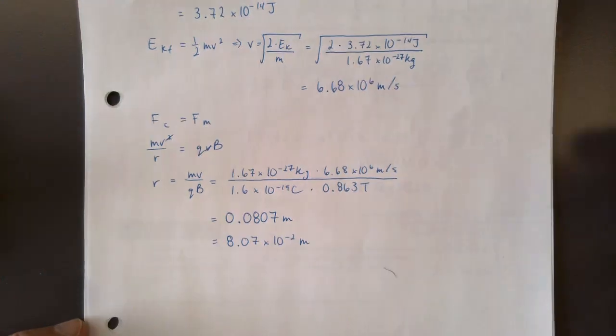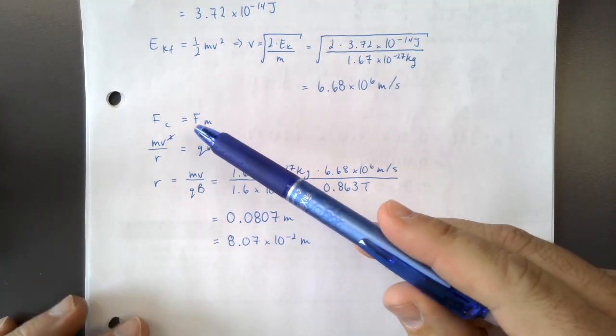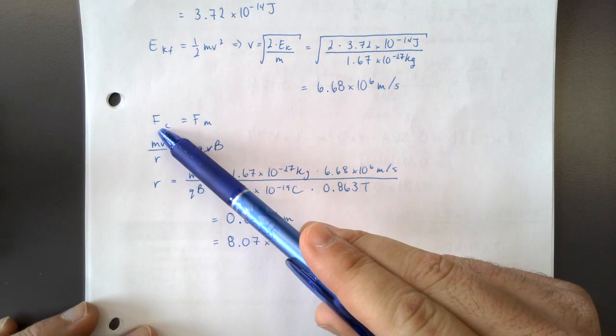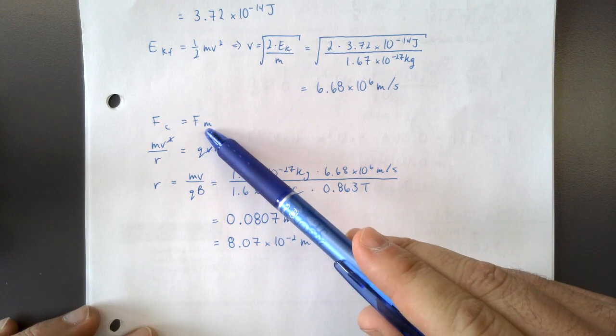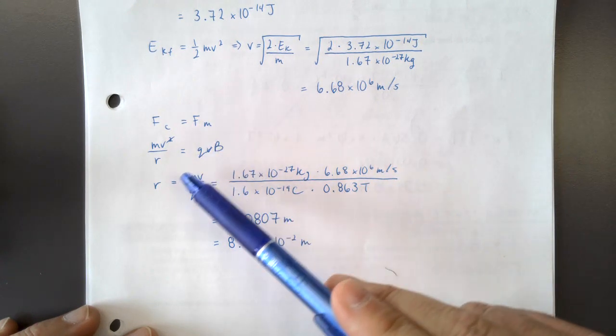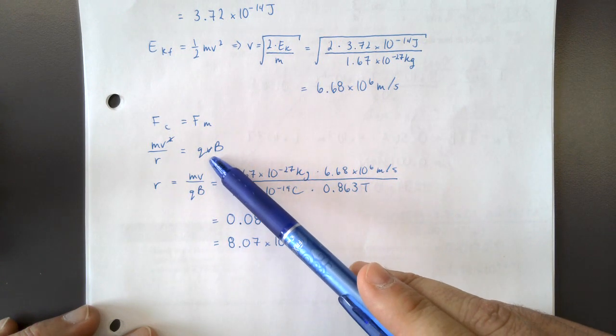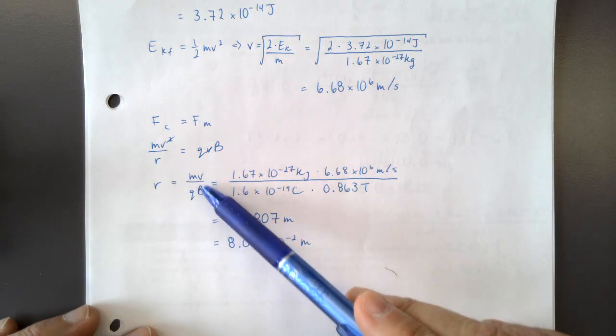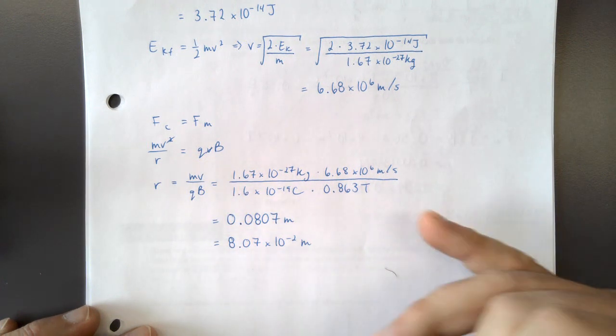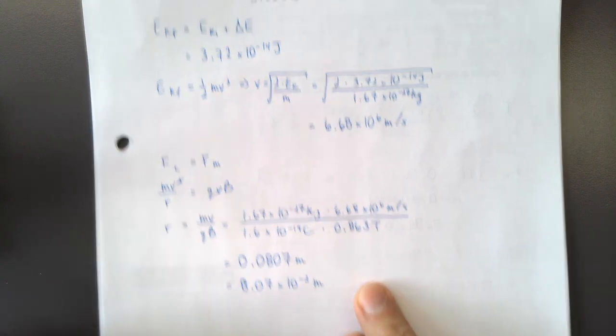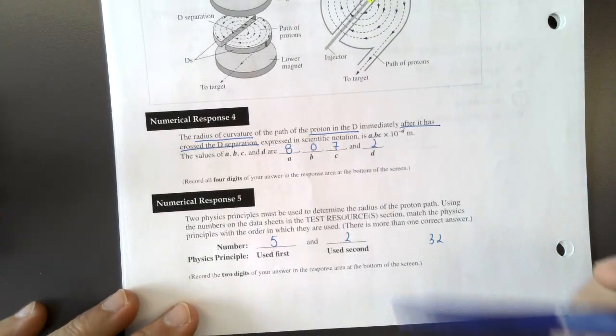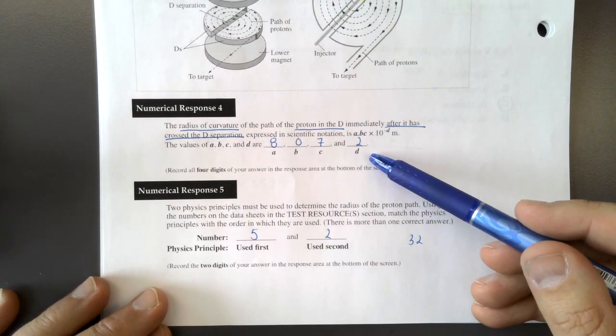So if you recall, for uniform circular motion, Fc is our new F net. The only force acting is the magnetic force. mv squared over r equals qvb. We manipulate and we find our radius. So when I enter that in, it's going to be 8072.